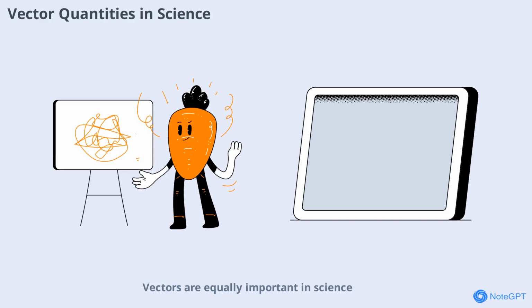Vectors are equally important in science, especially in fields like physics and engineering. They help describe motion, forces, and interactions between objects. Understanding vectors is crucial for solving complex problems and making accurate predictions.